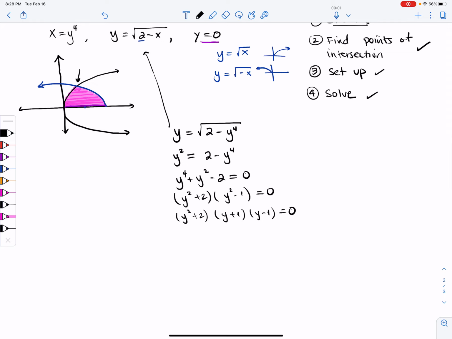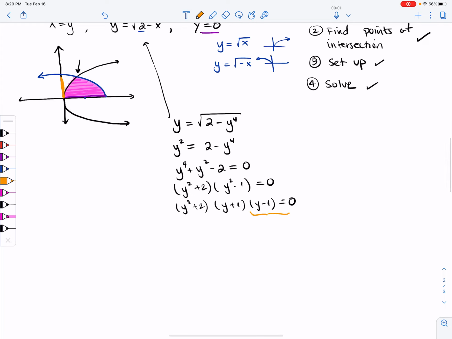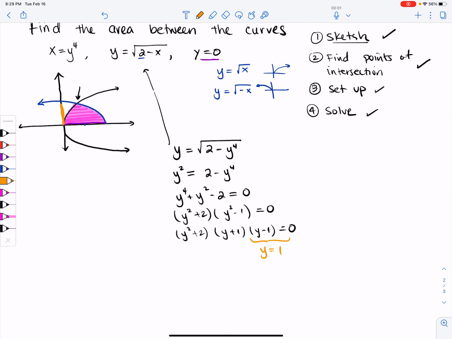You can clearly see that these two curves intersect at a positive y value, and that positive y value would be at y equal to 1. So if y is equal to 1, 1 to the fourth power is 1. So the point of intersection is the point (1, 1). So what we want to do now is set up the integral that will allow us to find the area between these two curves.